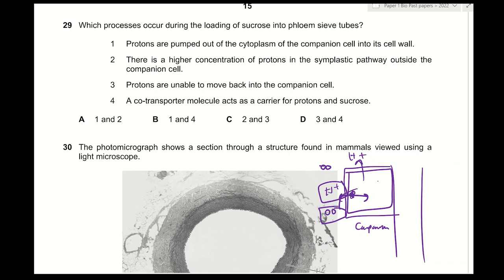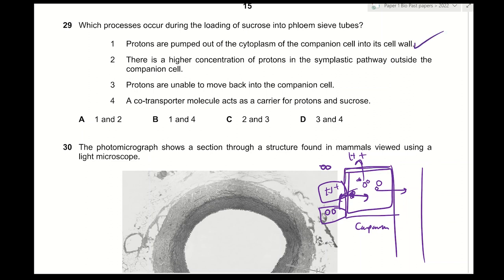Therefore, once the sucrose is present inside the cytoplasm of the companion cell, it moves through the plasmodesmata of the companion cell into the phloem sieve tube elements down a diffusion gradient. Now let's see the suggestions that we have here. One, protons are pumped out of the cytoplasm. We just said that this is correct.